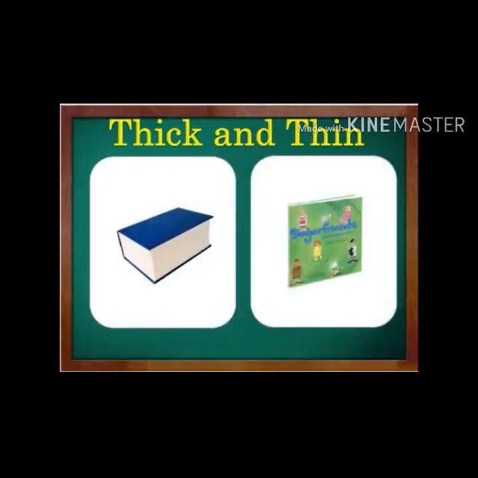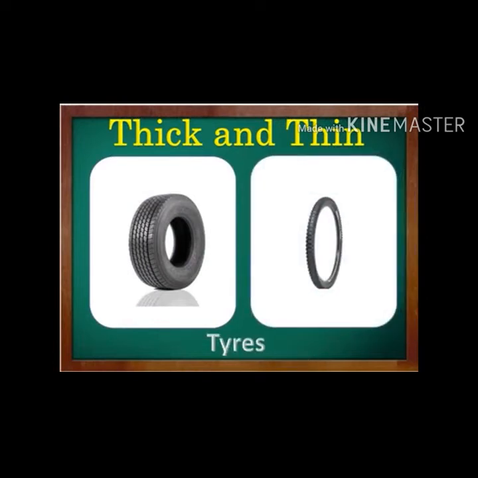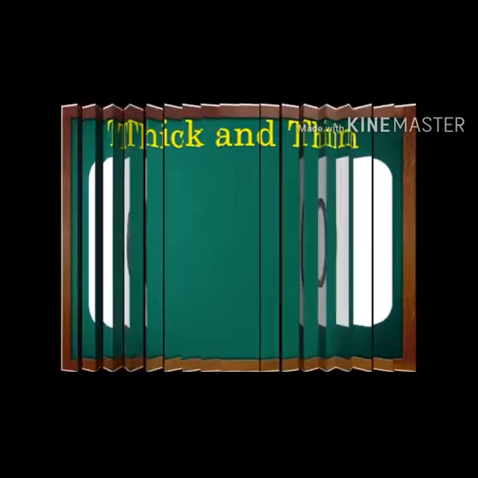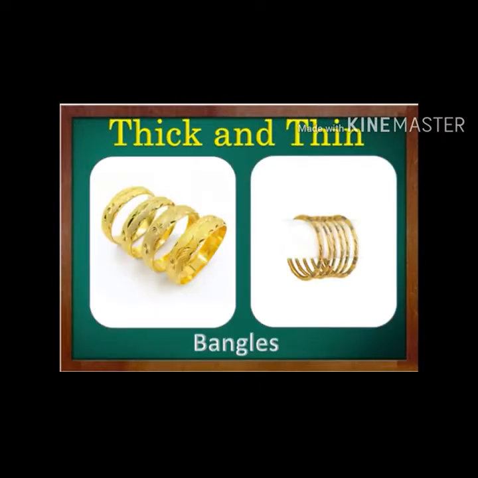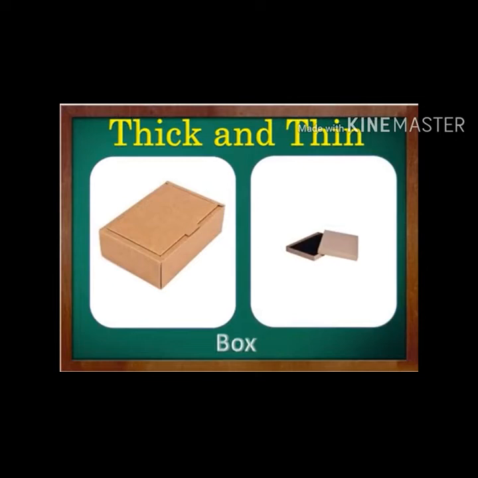Here we have two books. First one thick and second one thin. Next we have two tires. First one thick and second one thin. Next two bangles. First one thick and second one thin. Next two boxes. First box is thick and second box is thin.